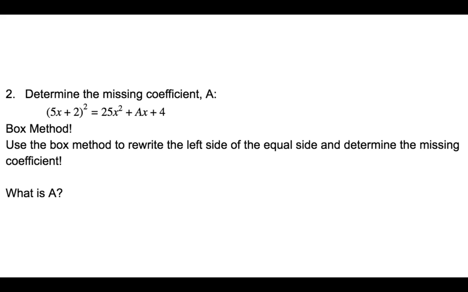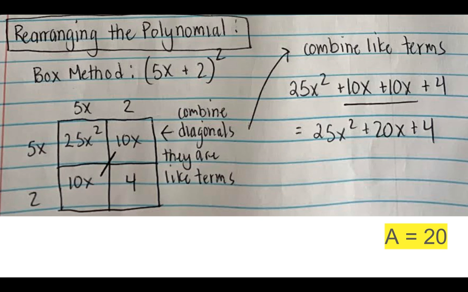If you need a little bit more help, really all you're doing here is using the box method. So you should be using the box method to rewrite the left side of the equal sign and then determine the missing coefficient. So again, the goal is to determine a. All right, so in this situation, we did box method.